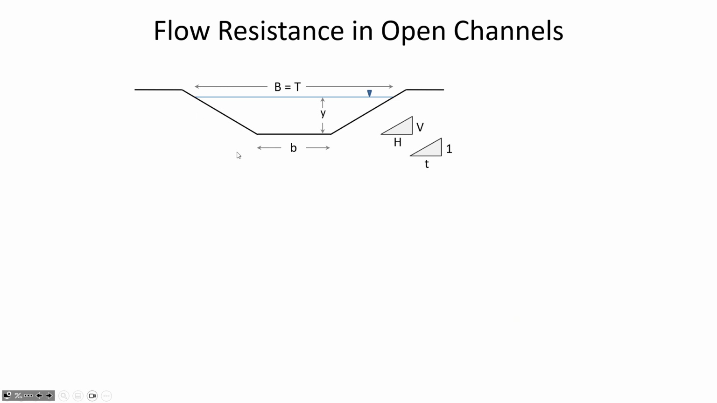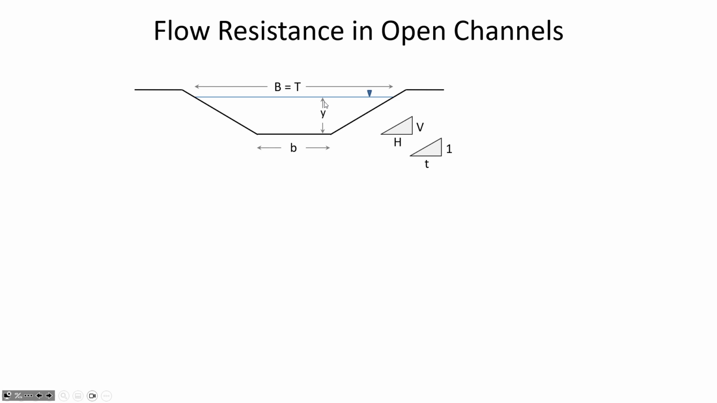The variables you can see here: the bottom width of a trapezoidal channel, we assign a lowercase b. The top width, depending on where you're getting your equations from, some books call that T with a capital T. Some books, ours, use capital B for the top width. Y is the depth of flow.